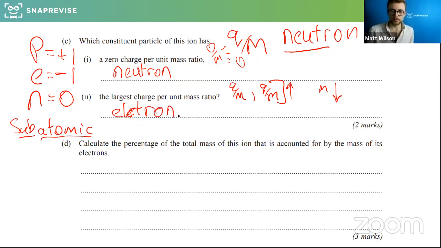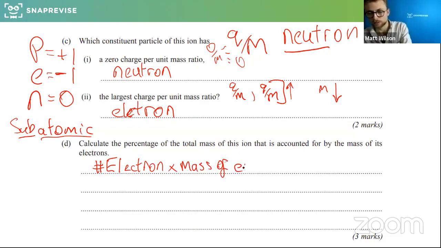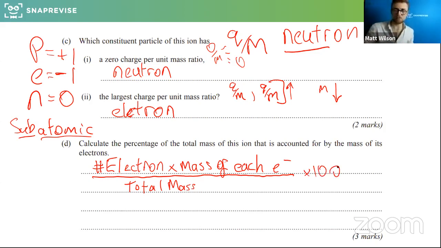Electron. Good. Okay. And finally, we're asked to calculate the percentage of the total mass of this ion that is accounted for by the mass of its electrons. So what do we reckon? First of all, how many electrons do we have? We're going to want to take the mass of the electrons. We want the percentage. So the mass of electrons, which is going to be the number of electrons times mass of each electron. And we want to divide that by the total mass. That will give us the percentage mass that the electrons are contributing. If we times by 100, you make the fraction, you always times by 100 to get a percentage.